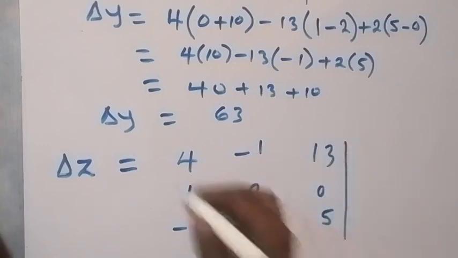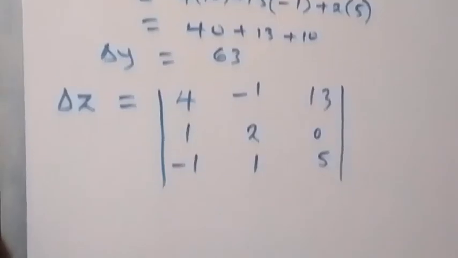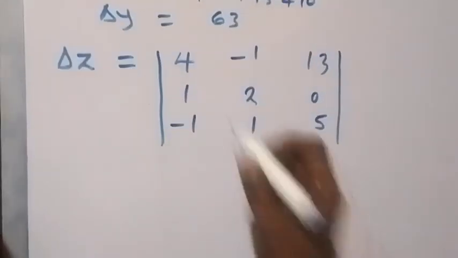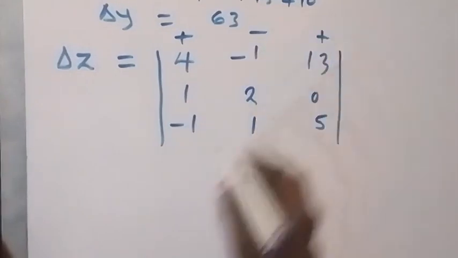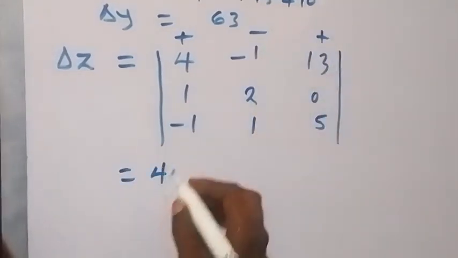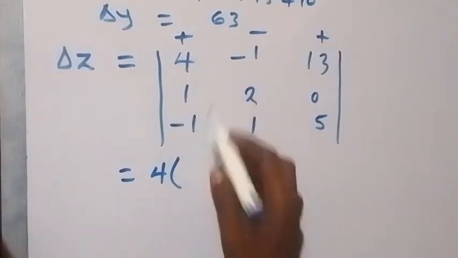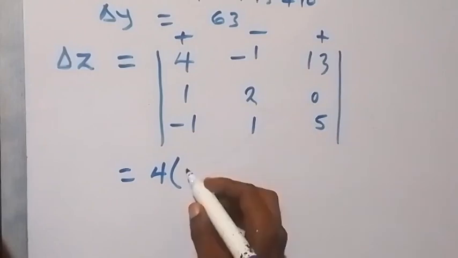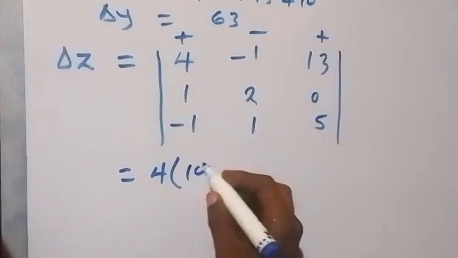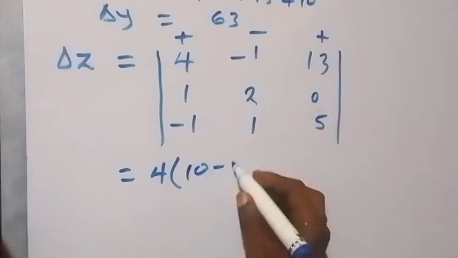Then when we find the determinant here, we also expand. Let's expand along the first row again. We have plus, minus, plus. Then this becomes 4 into bracket. Here we cancel the column of 4 and the row of it. So I'm left with this 2 by 2 matrix. That's 2 times 5, that's 10. Then minus 1 times 0, that's 0.